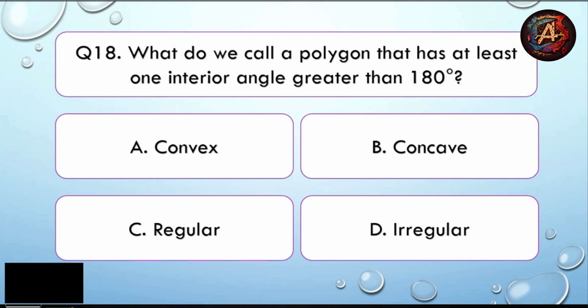What do we call a polygon that has at least one interior angle greater than 180 degrees? Is it A, convex, B, concave, C, regular, or D, irregular? I'll give you 5 seconds.